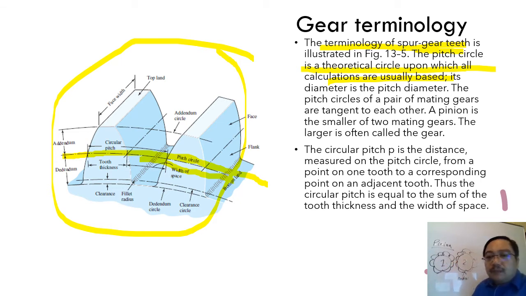Okay, so circular pitch is the distance measured on the pitch circle from a point on one tooth to the corresponding point on the adjacent tooth. Thus, the circular pitch is equal to the sum of the tooth thickness and the width of space. You can see here, this is the circular pitch. You can see the arrow here and the arrow here. Where the arrow starts and where the arrow ends, this is the circular pitch.